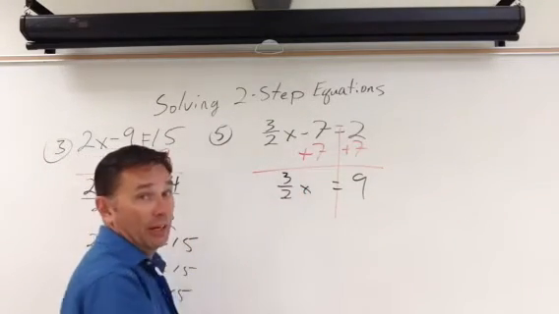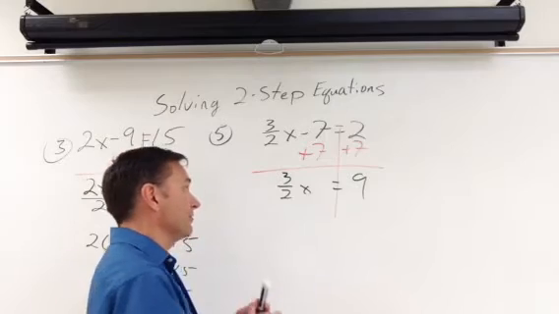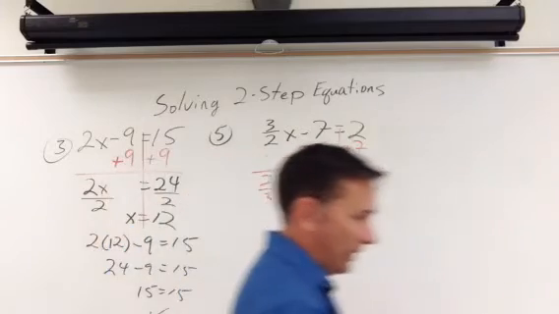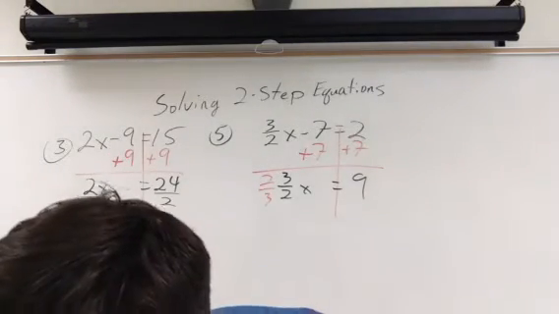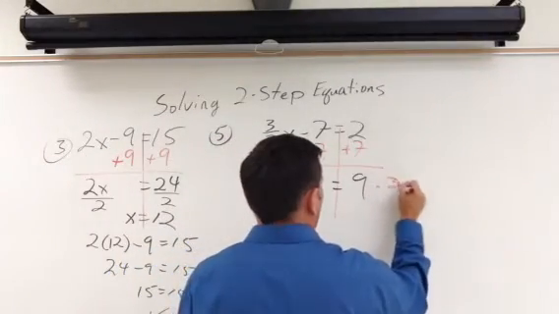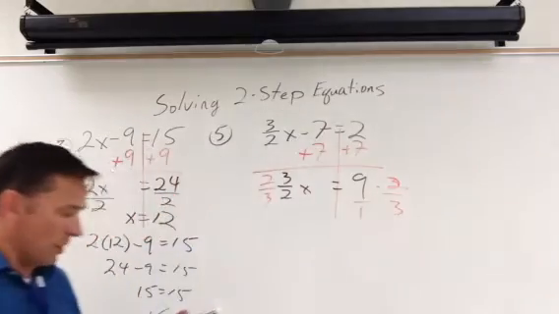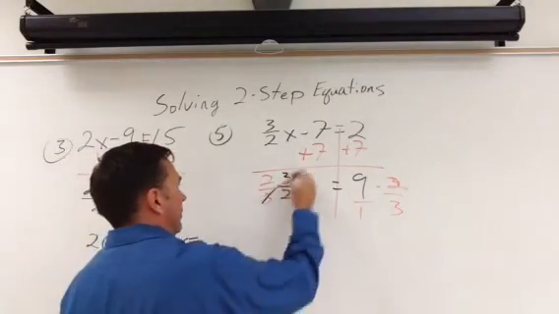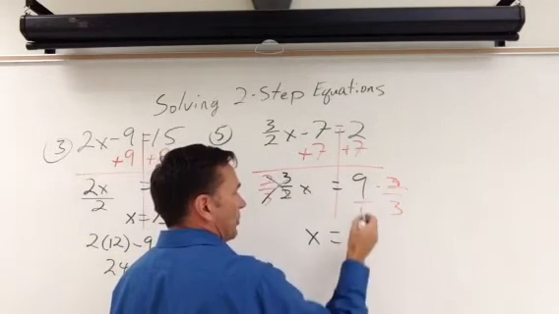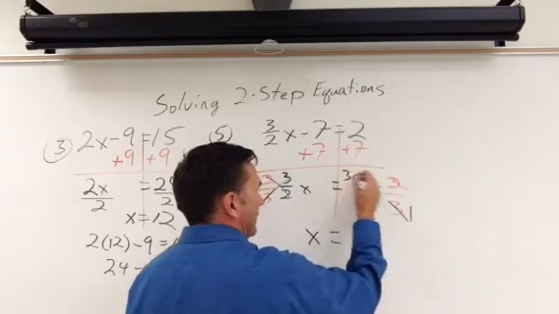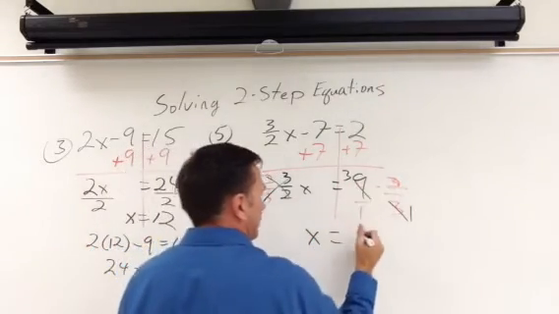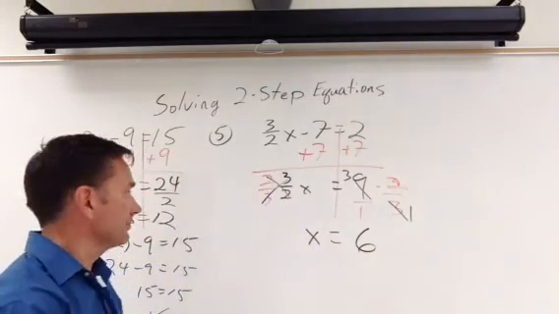Now because this is a fraction here, remember we want to multiply by the reciprocal. The reciprocal of 3 over 2 is 2 over 3. We want to do that to both sides. Remember, that's 9 over 1. The reciprocals cancel out, so we're left with x. Now, 9 over 1 times 2 over 3, I can reduce the 3 into 9. 3 goes into 3 once, 3 goes into 9 3 times. I now have 3 times 2, and I get my answer of 6.